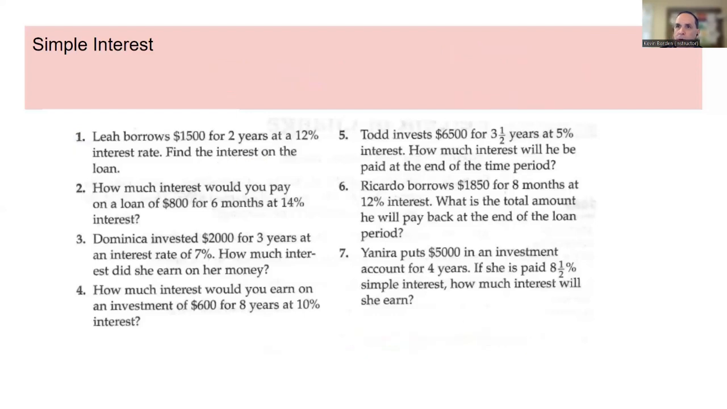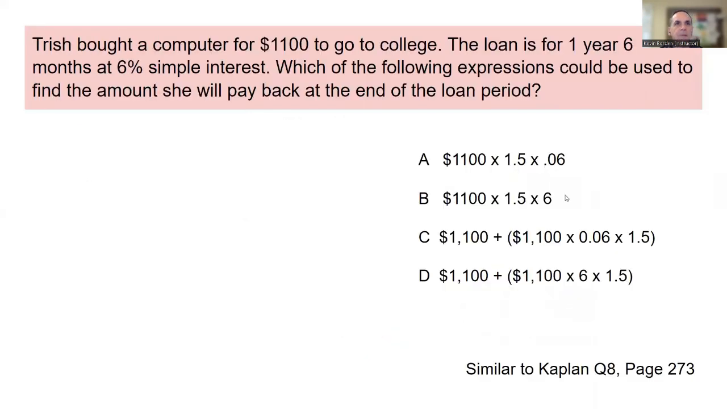Okay, now I'm going to move over to my problems. Trish bought a computer for $1,100 to go to college. The loan is for 1 year, 6 months at a 6% simple interest. Which of the following expressions could be used to find the amount she will pay back at the end of the loan? So another problem that isn't asking you to find the actual answer, but just the math that you would do to find the answer. Go ahead and pause the video and then continue to see the solution.